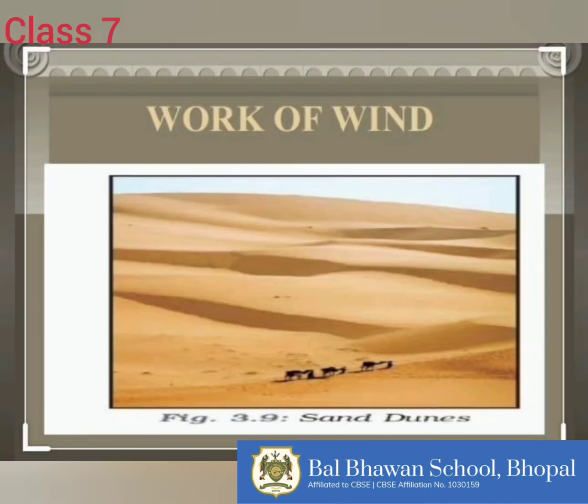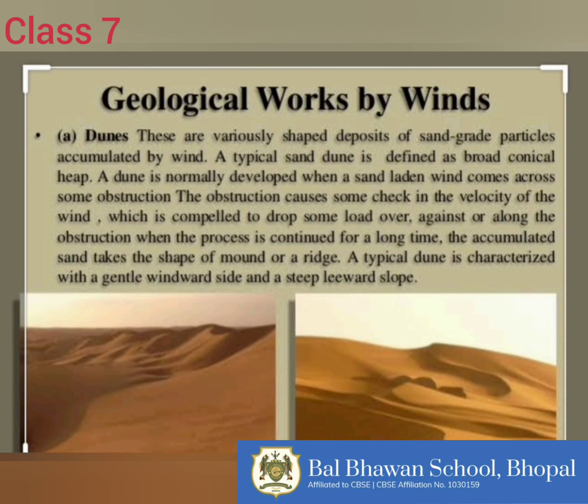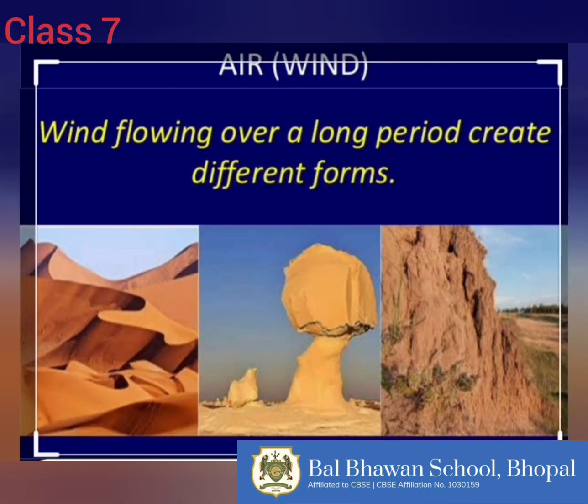Now we will discuss the work of wind. Wind is the most effective agent of erosion in deserts. In the absence of moisture, rock fragments lie loose on the surface. Moreover, the absence of vegetation in the desert also enables the wind to blow freely. A strong wind carries with it a large amount of sand, dust particles, and gravel. These loose materials act as tools in eroding the rocks.